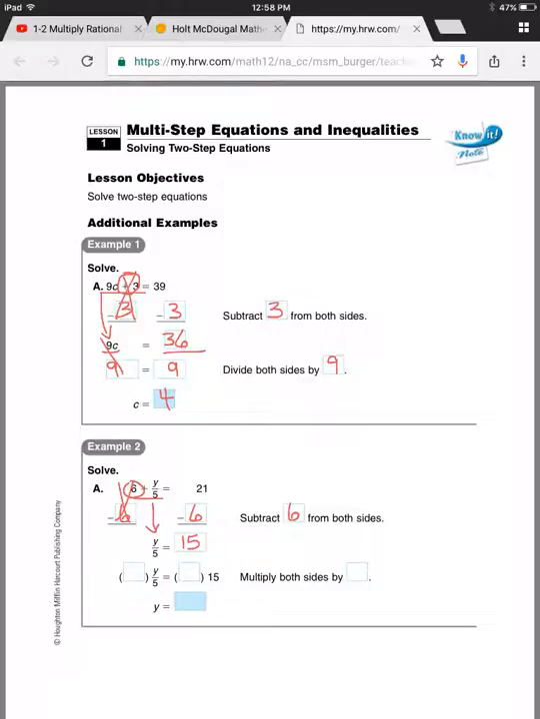Now the y over 5, that fraction indicates division, so we're going to multiply, to do the opposite, both sides by the denominator, which is 5 in this case. So we multiply this side by 5 and the right side by 5. That cancels the 5's out. You bring your y straight down, and 5 times 15 is 75.